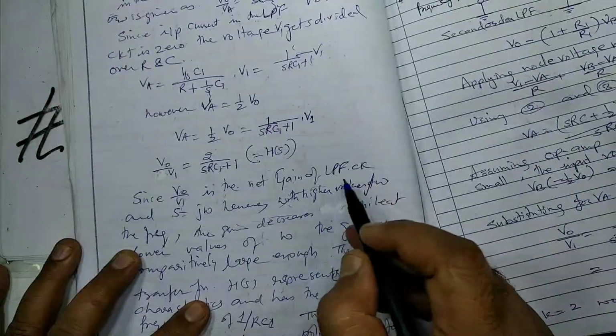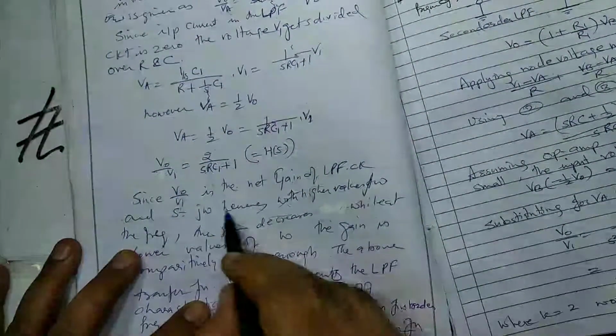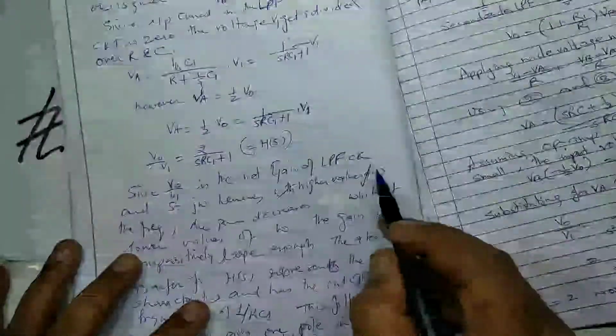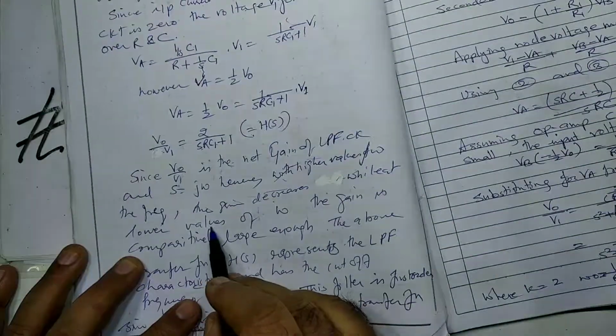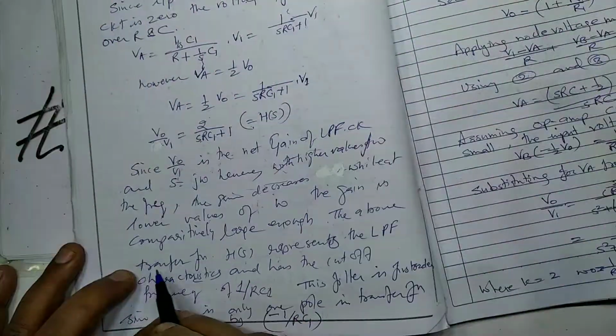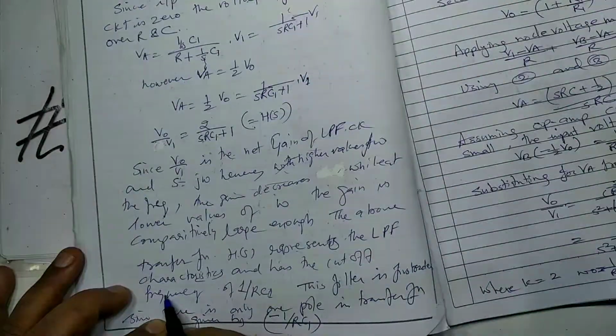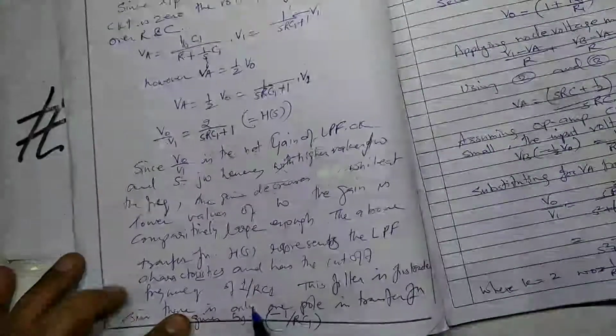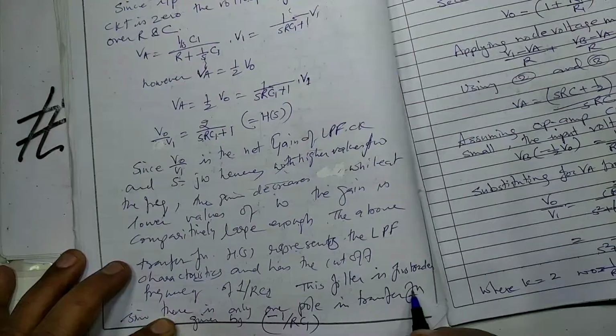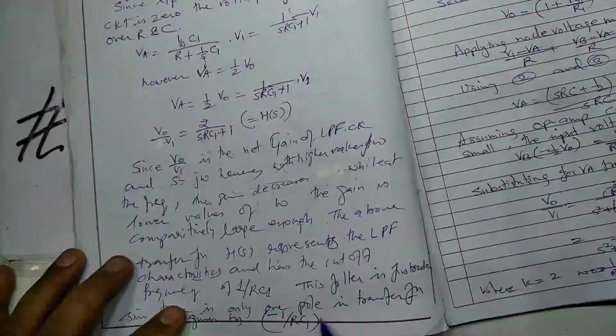Since VO upon V1 is the net gain of the low pass circuit, S is equal to j omega. Hence, with higher values of j omega, the frequency, the gain decreases, while at the lower values of omega, the gain is comparatively large. The above transfer function H(s) represents the low pass characteristics and has a cutoff frequency of 1 upon R C1. This filter is first order since there is only one pole in the transfer function, given by minus 1 upon R C1.